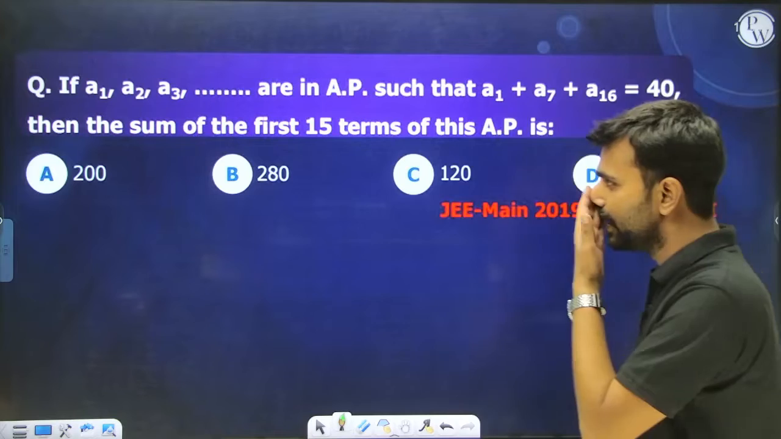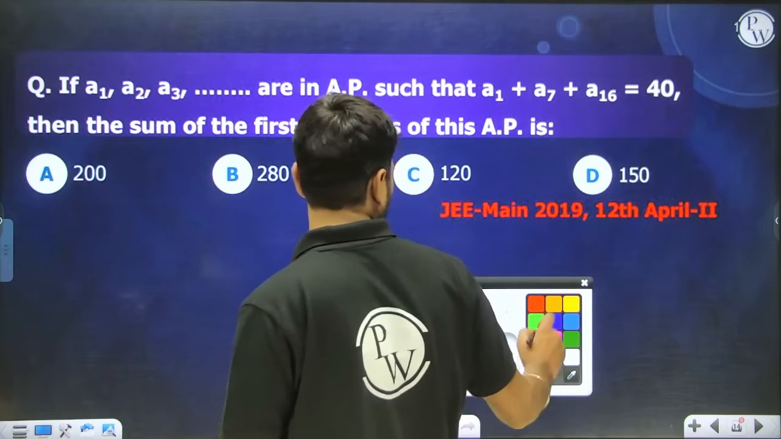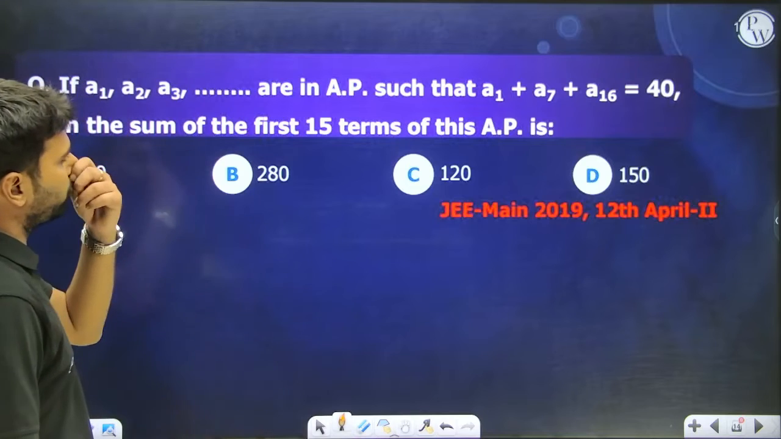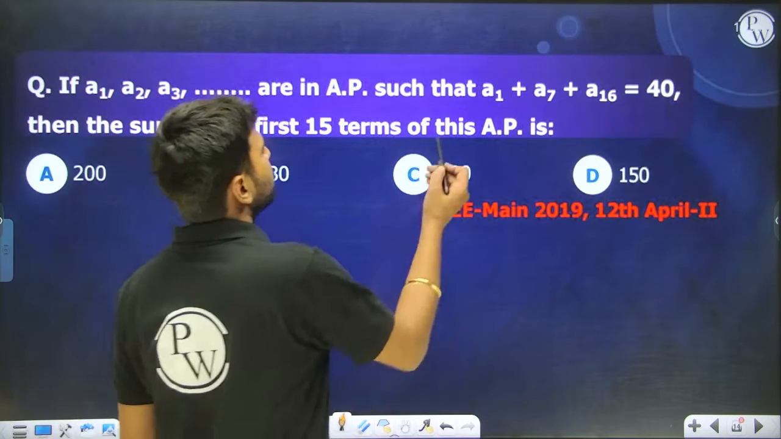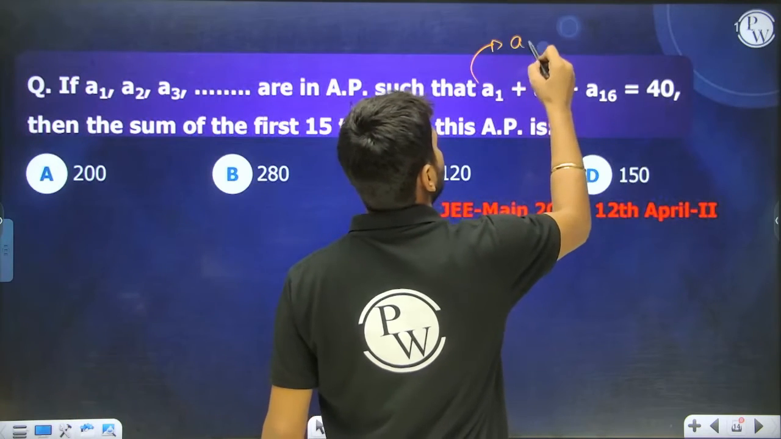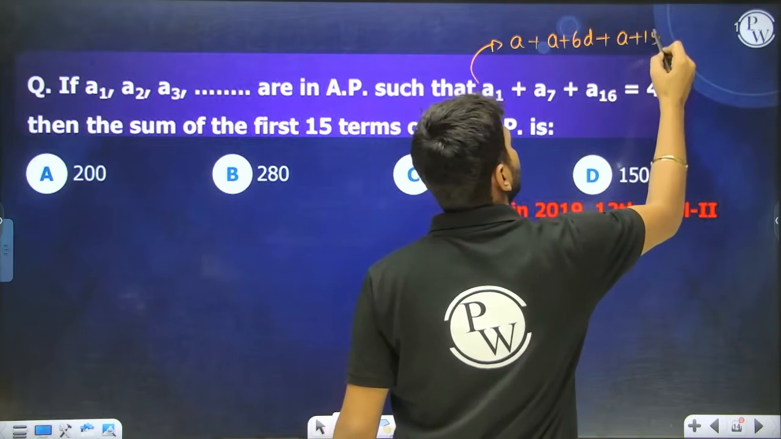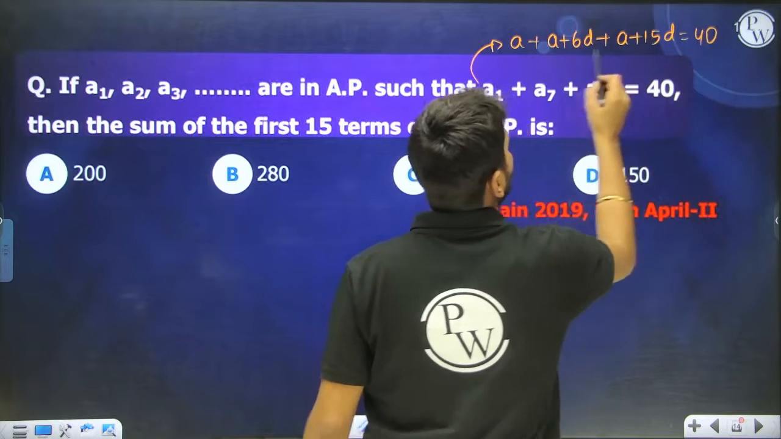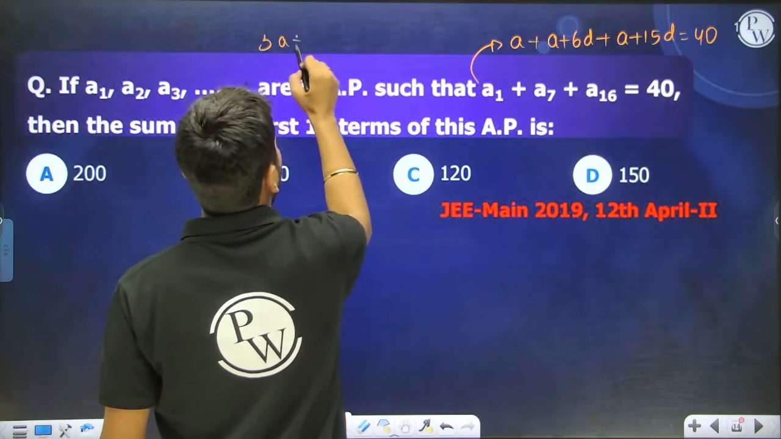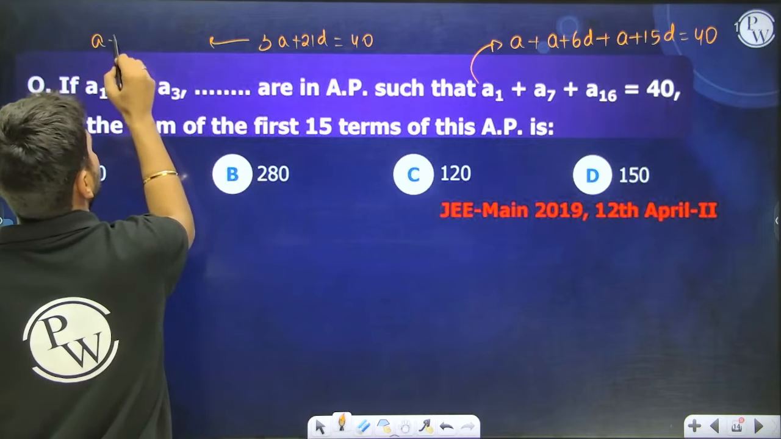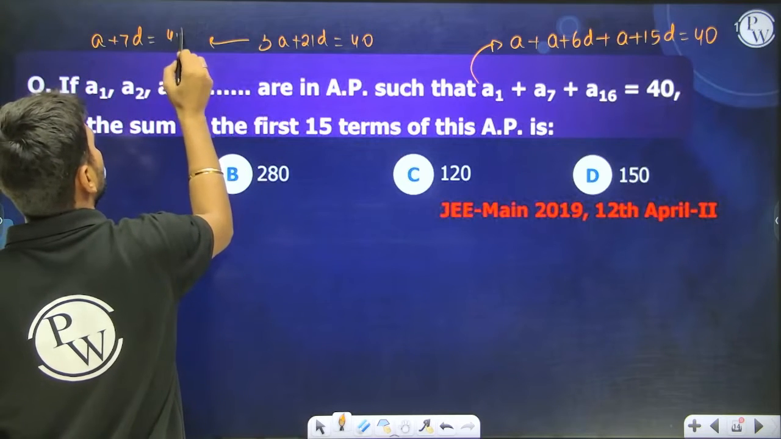Okay, moving ahead. If a1, a2, a3 and so on are a few of the terms given to you in an AP, 2019 question, it is also the 12th April shift 2 question. This value is given to me. Fine, a1 can be written as a, a7 can be written as a plus 6d, a16 can be written as a plus 15d, equal to 40. So over here if you see 3a plus 21d equal to 40, that means we can say that a plus 7d's value is going to be nothing but 40 by 3.